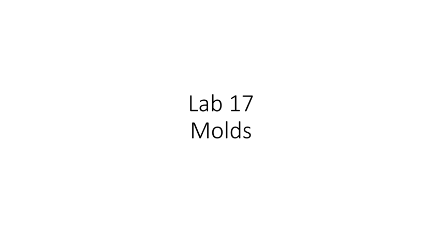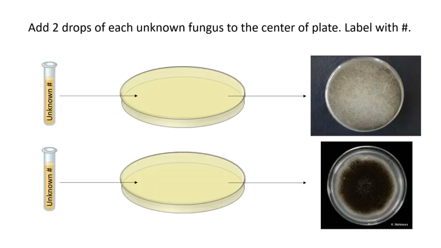What the procedures for this lab look like would be you would be provided with an unknown species of mold in the form of a tube, and you would take 2 drops of that unknown species and add it to the center of a Sabouraud agar plate. This type of agar is specifically used to cultivate fungus, especially molds.